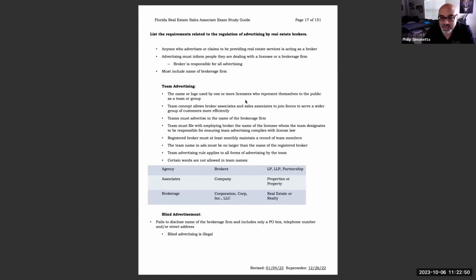Okay. And then there's something called blind advertisements. This fails to disclose the name of the brokerage firm and includes only a PO box, telephone number, and or a street address. Blind advertising is illegal for a licensed realtor. It's illegal. Okay, you can't do that.